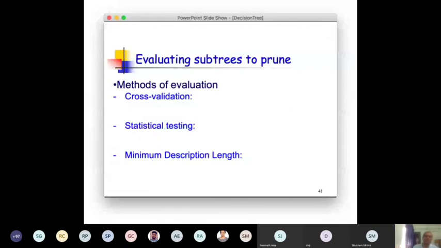So this is evaluating subtrees to prune. There are different methods of evaluation. As you can see, I mentioned that you can have cross validation, statistical testing, and minimum description length kind of evaluation. Cross validation I explained. I did not explain statistical testing, which will be discussed in my next topic. And minimum description length, we'll see. It may come, or maybe during hypothesis testing, statistical testing, we'll see.